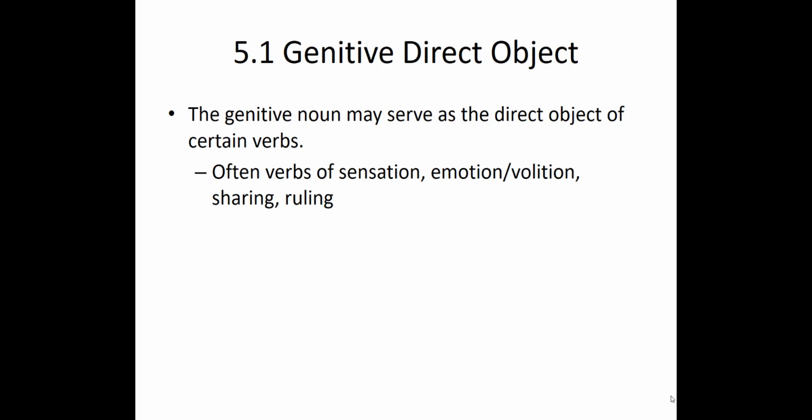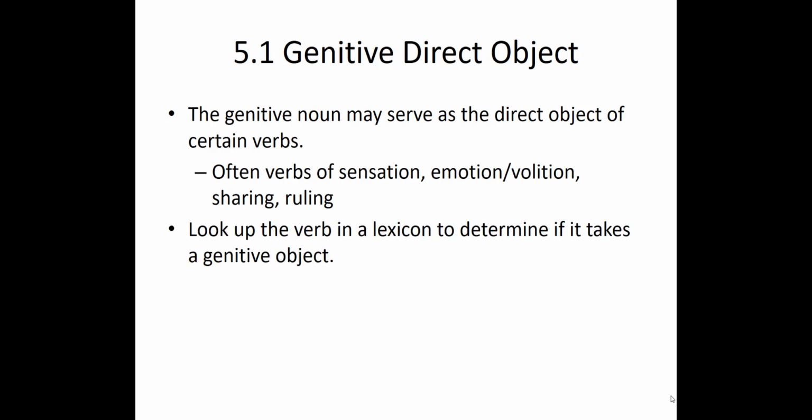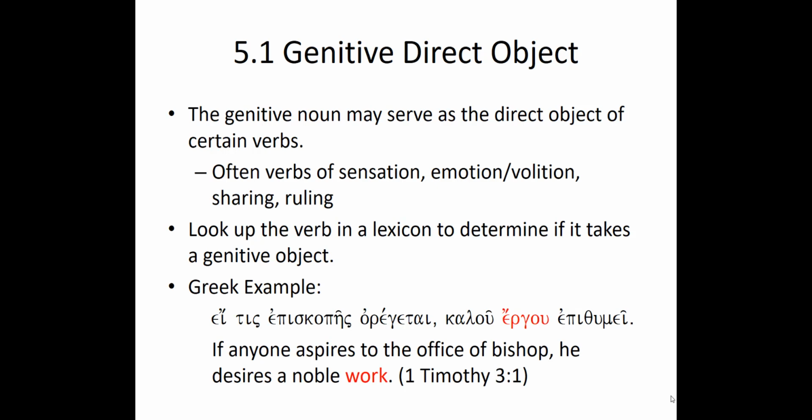Now, how are you going to know if a verb does this sort of a thing? All you really need to do is look it up in a lexicon. Look up the verb and see if it says with genitive object. So in this example from 1 Timothy 3, etis episkopes oregatai, kalou ergu epithume. He desires a good work. He desires a noble work. So the verb is epithume, he desires. The noun ergu is genitive. He desires a work. We would have this genitive direct object because the verb desire likes to take this object in the genitive. So just look it up in the lexicon and see if it does that sort of a thing.